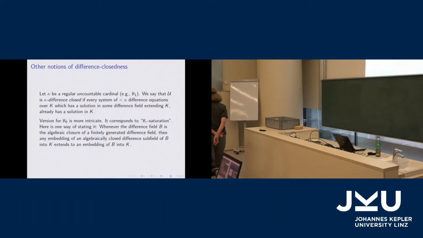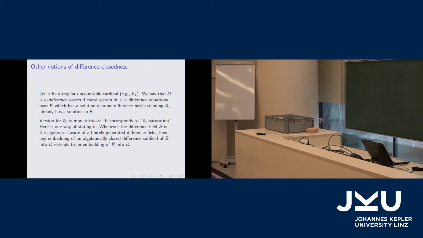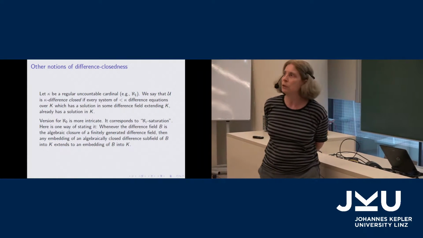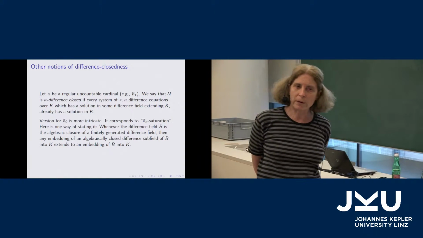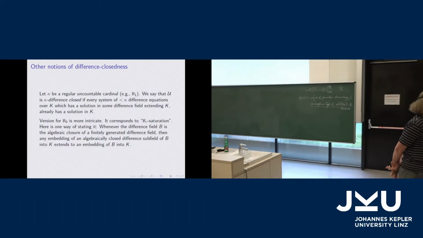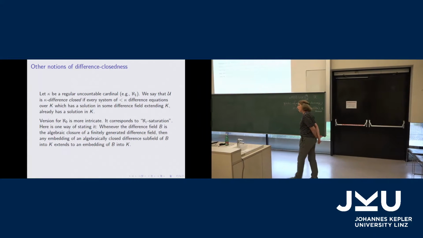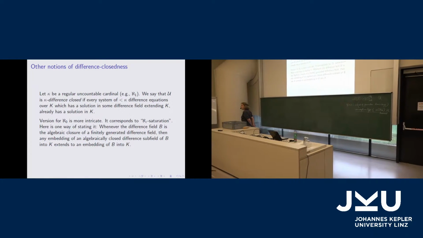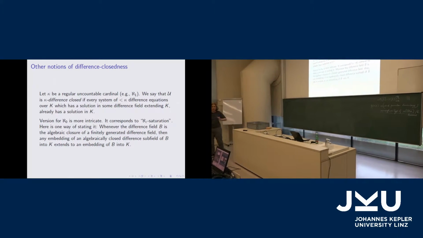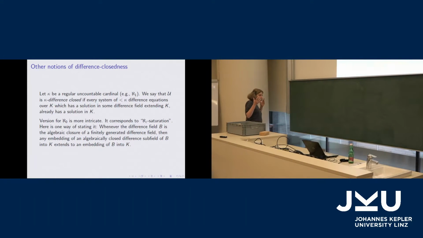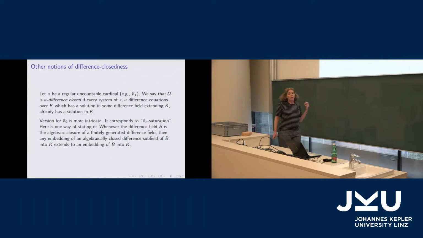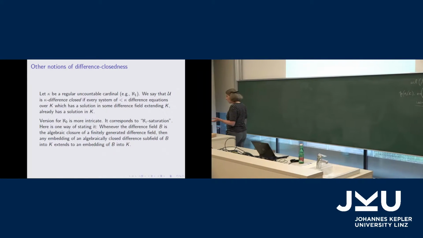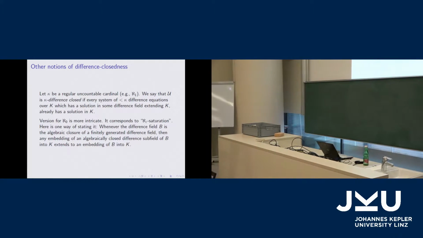I'm saying that a difference field K is Aleph 1 difference closed if every countable system of difference equations with parameters in K, which has a solution in an extension, has a solution in K. Same thing as before, except that before I had finite systems. Here I have a countable system. So this will allow me to describe the algebraic closure of a finite set, for instance, and the isomorphism type of any countable difference field. There is a notion which works for Aleph 0, which is slightly stronger than the obvious generalization, but it is a bit difficult to explain to you.